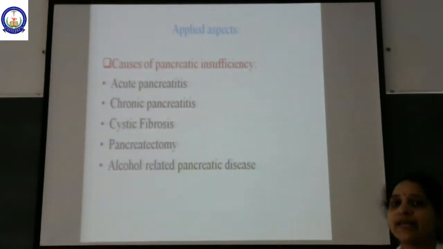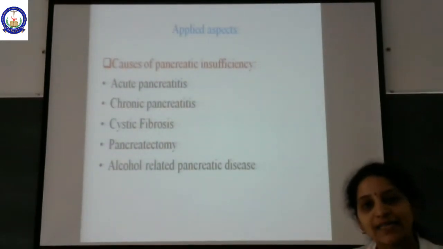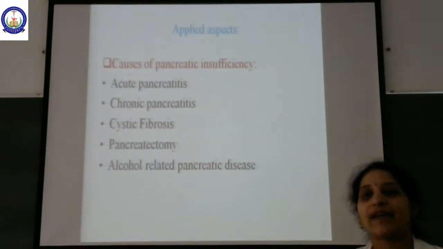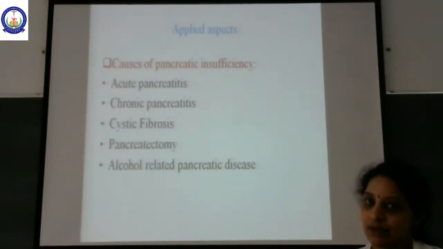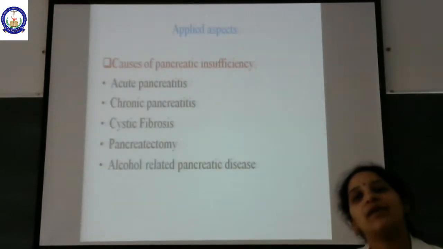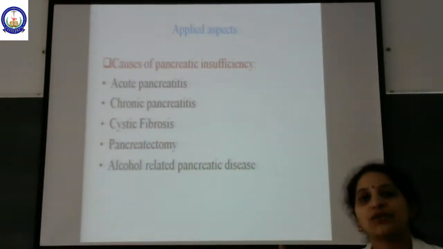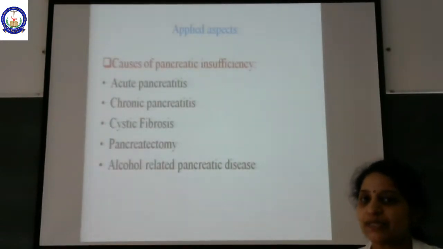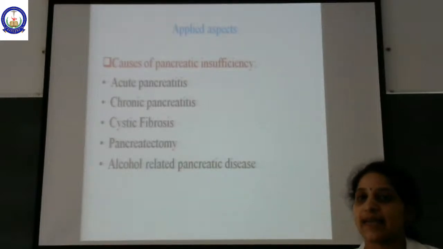So we learned about the cephalic phase and gastric phase. Intestinal phase: as the acidic chyme enters into the duodenum, the secretion of secretin hormone is again going to be increased, which is going to enhance the pancreatic juice secretion. We call it the intestinal phase.